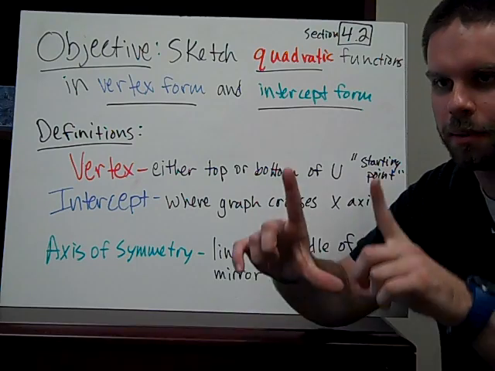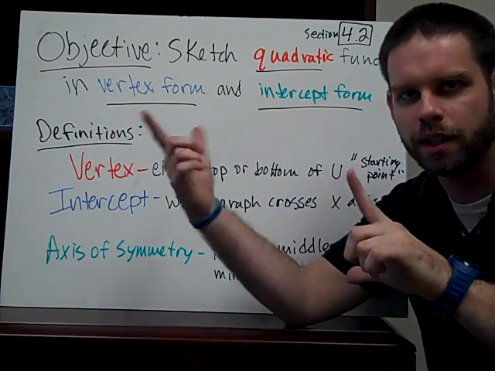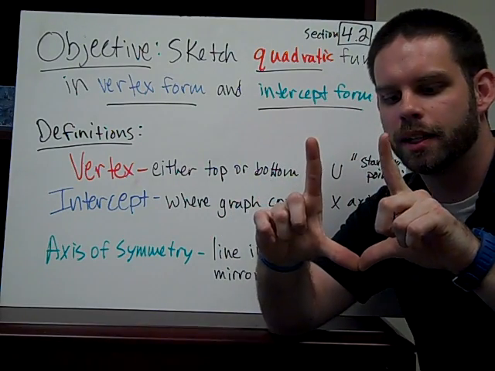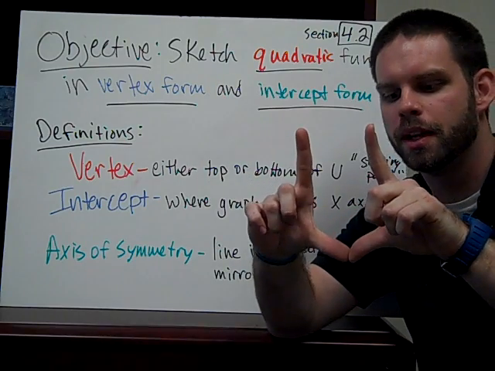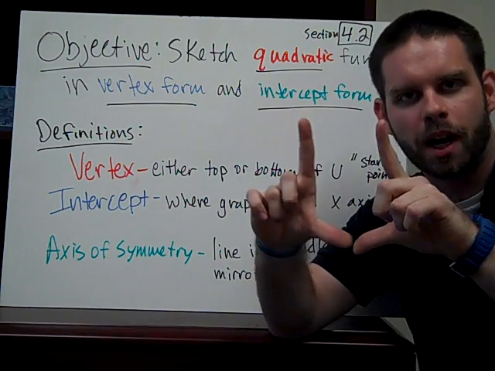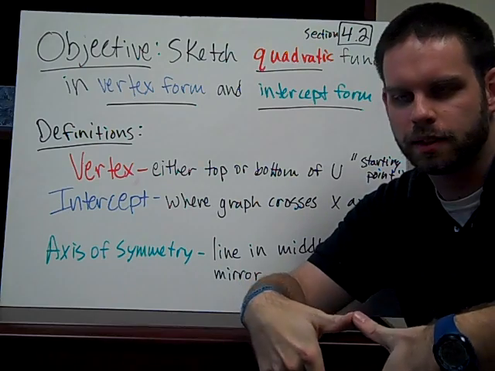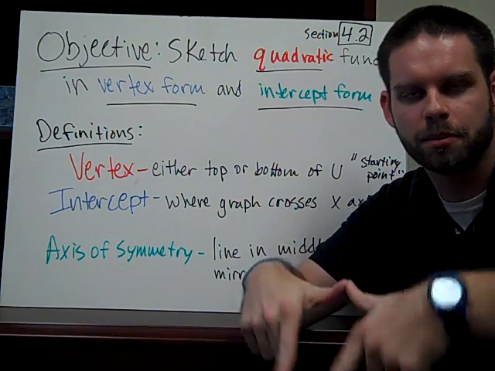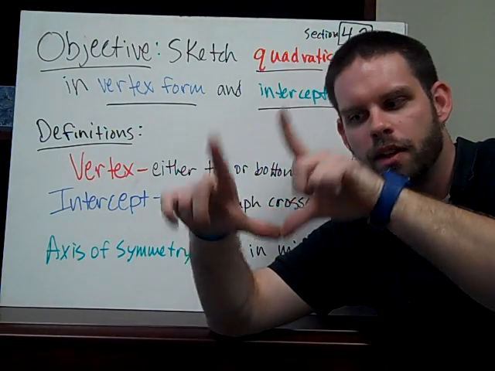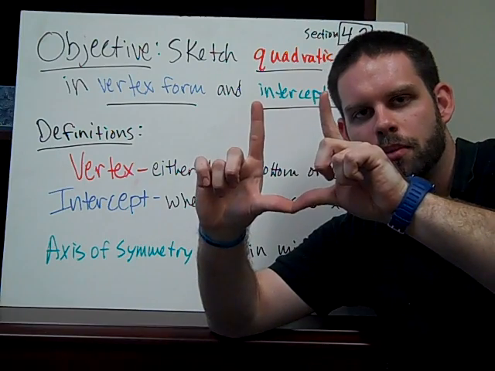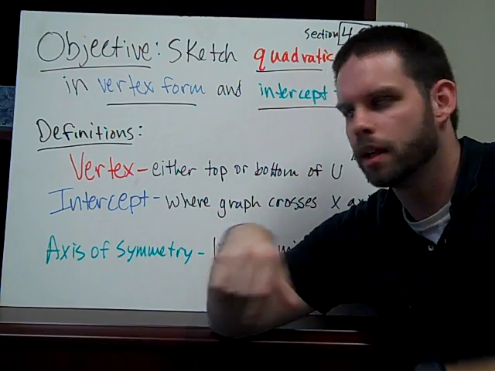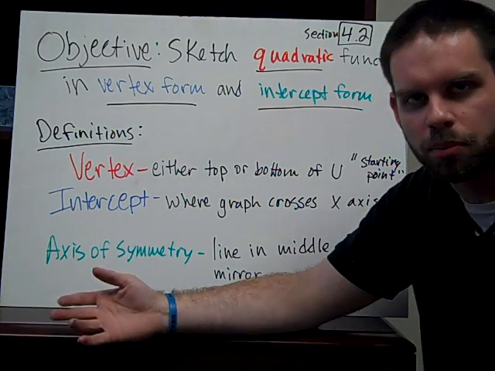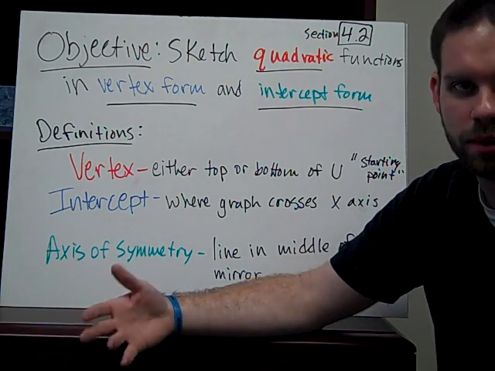So a vertex can be a minimum. That's if the graph's pointing up. I'll get to this in a minute, but on the next slide you'll see this too. The minimum is the bottom of the graph, or it's a maximum, and that's the top of the graph, depending on if the U is turned upside down or right side up, pointing up or down. So that's the vertex. That's the most important point on the U for sure.